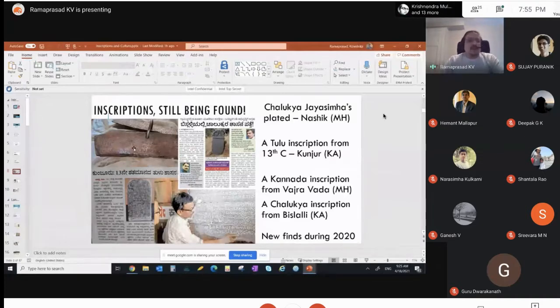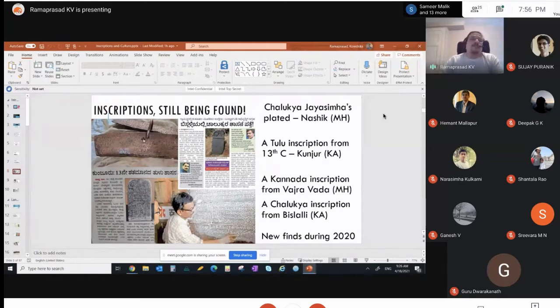Generally the copper plates are given for grants, whenever somebody made a donation of a village to a specific temple or some lands. Those are the types of things, the transfer of property, etc. They're all mostly in the copper plate inscriptions, and they come with a seal, generally of the particular king or the dynasty that will have their emblem.